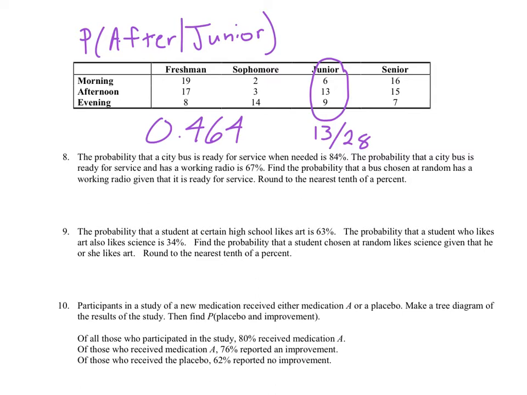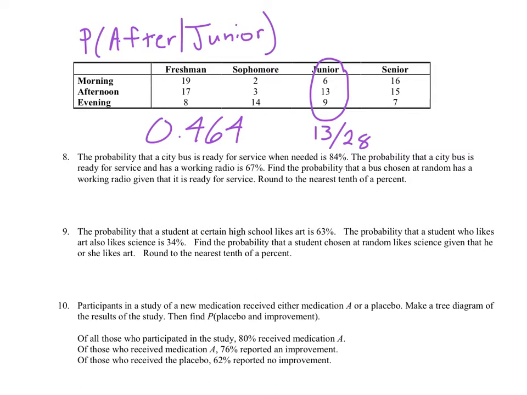Number 8, we've got the probability that the city bus is ready for service when needed is 84%. The probability that the city bus is ready for service and has a working radio is 67%. Find the probability that a bus chosen at random has a working radio given that it is ready for service. And so here we are going to have to use our formula because we don't have a full table. So again, we kind of have to untangle the information at least a little bit in order to figure out what we're doing with this.